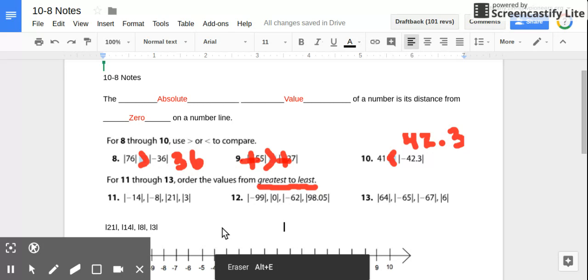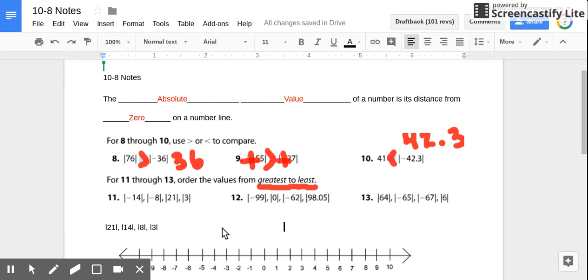Okay. So if you're ordering from greatest to least, think of them all as a positive number. So even though this is the absolute value of negative 14, think of it as positive 14 when you're ordering it. So from greatest to least, the biggest number on here is 21. So the absolute value of 21 is the greatest. Then you have the absolute value of negative 14 because it's thought of as a positive 14 when you're ordering. And then the absolute value of negative 8, and then the absolute value of 3.